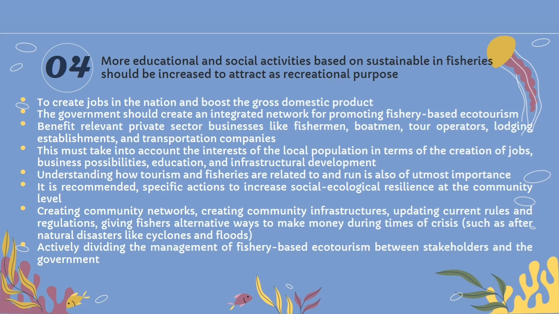Understanding how tourism and fisheries are related is also of utmost importance. Specific action is recommended to increase social ecological resilience at the community level. It also involves creating community networks, creating community infrastructure, updating current rules and regulations, and giving fishers alternative ways to make money during their time of crisis, such as after natural disasters like cyclones and floods. This also actively divides the management of fishery-based ecotourism between stakeholders and the government.